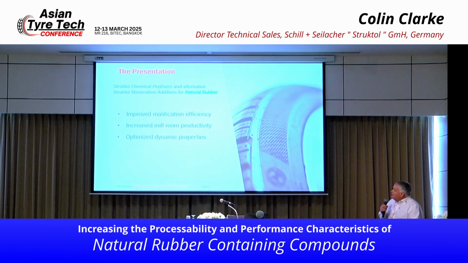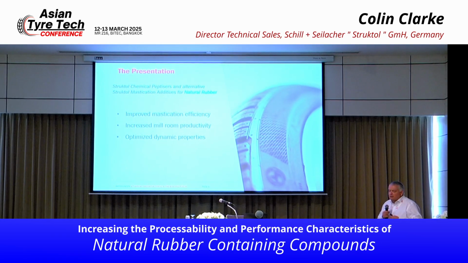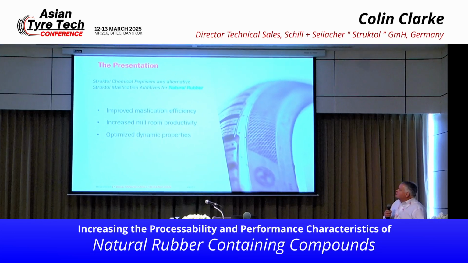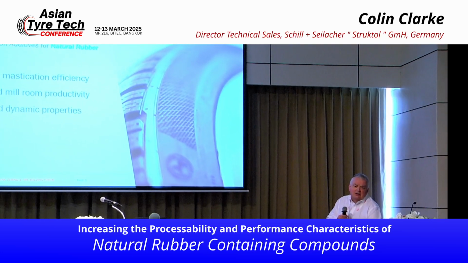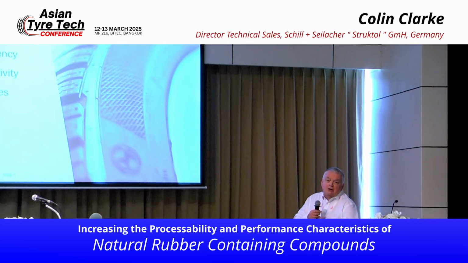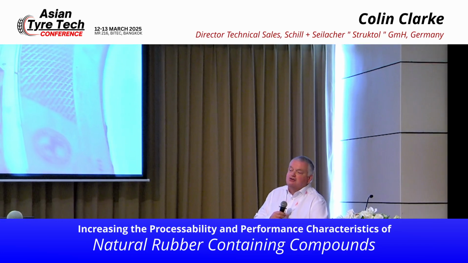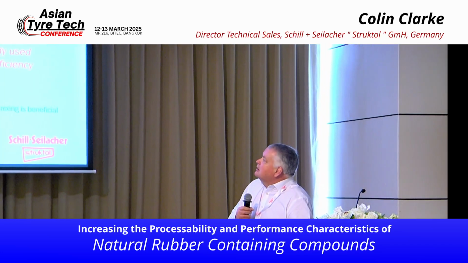So we're going to talk about improved mastication efficiency, the breakdown of natural rubber. We're going to talk about mill room productivity, and we're going to talk about optimized dynamic properties finally in the natural rubber to especially contribute to fuel saving and low hysteresis within the tyre.